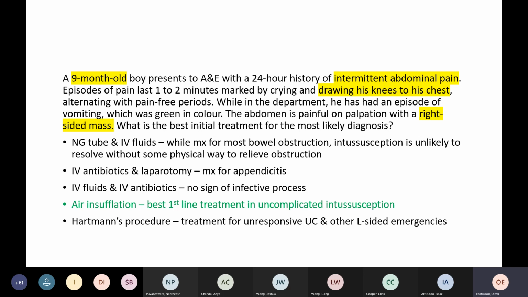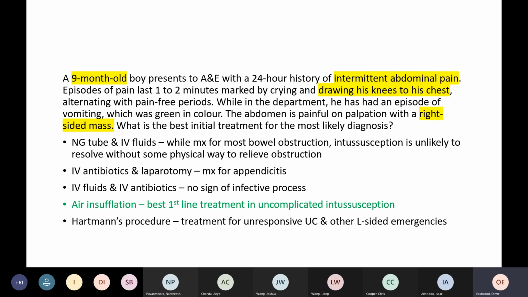So don't rely on the classic redcurrant jelly stool. Actually, in reality, this is a pretty late and not that common a sign, and clinicians will warn you that it's a bit textbooky. But the right-sided abdominal mass you will see. And so it does have a special treatment.